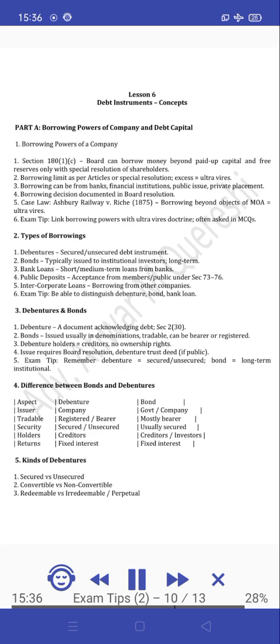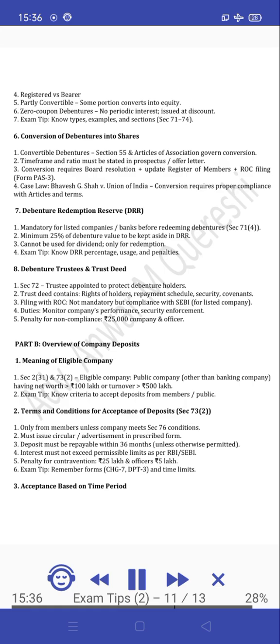5. Kinds of debentures. 1. Secured versus unsecured. 2. Convertible versus non-convertible. 3. Redeemable versus irredeemable or perpetual. 4. Registered versus bearer. 5. Partly convertible: some portion converts into equity. 6. Zero coupon debentures: no periodic interest.